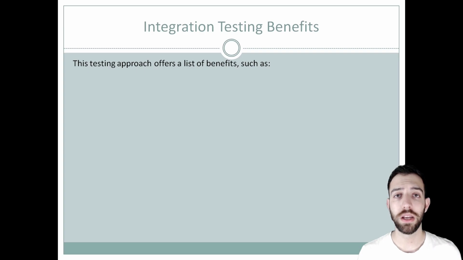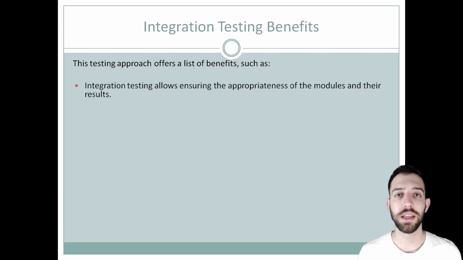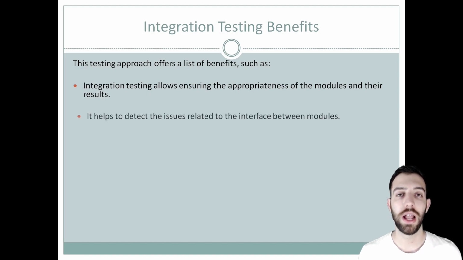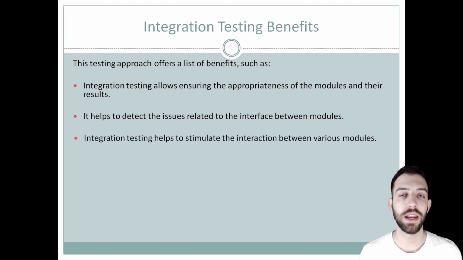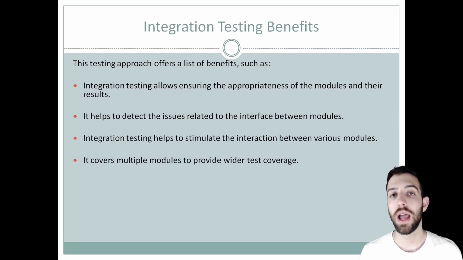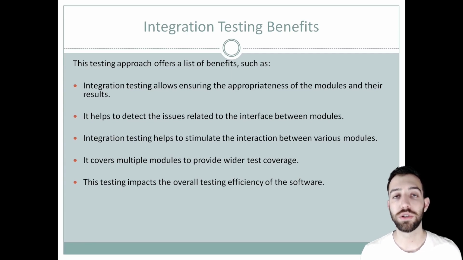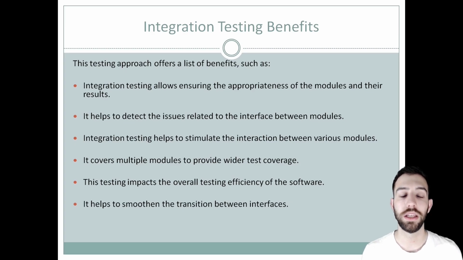This testing approach offers a list of benefits, which are: at first, integration testing allows ensuring the appropriateness of the modules and their results. It also helps to detect issues related to the interface between modules. Also, integration testing helps to simulate the interaction between various modules. It covers multiple modules and provides wider test coverage. It also helps improve the overall testing efficiency of the software. And last but not least, it helps smoothen the transition between interfaces.